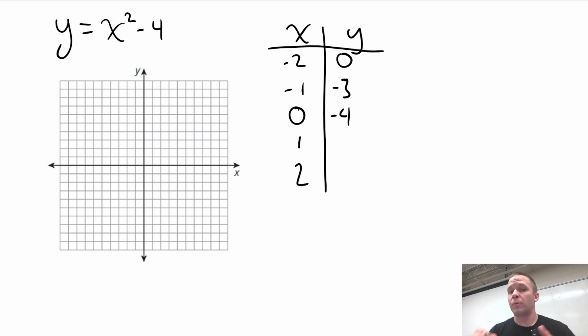If you remember from quadratics, you're going to see the same points show up, because 1 squared is 1, minus 4 is -3, and 2 squared is 4, minus 4 is 0. Now I can plot these points: 0, -4; -1, -3 and 1, -3; then -2, 0 and 2, 0. So let's sketch this thing.